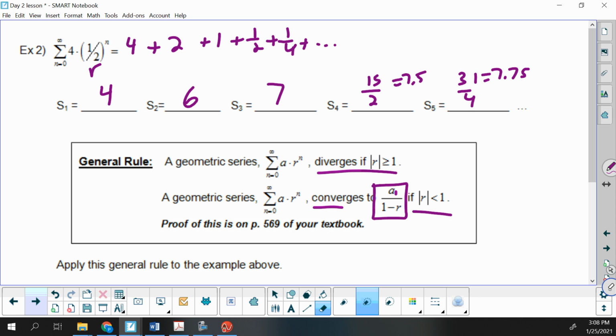So we can find that sum here for this one. We would have a1 is 4 over 1 minus r, so 1 minus a half. Well, this is 4 over a half. And when you divide by a half, you're really multiplying by 2. So our sum would be 8. And if you look at our first 5 written out, it does appear that that is going to approach 8 if we keep writing out our partial sums. So a geometric series is going to be a somewhat common one that we will work with.